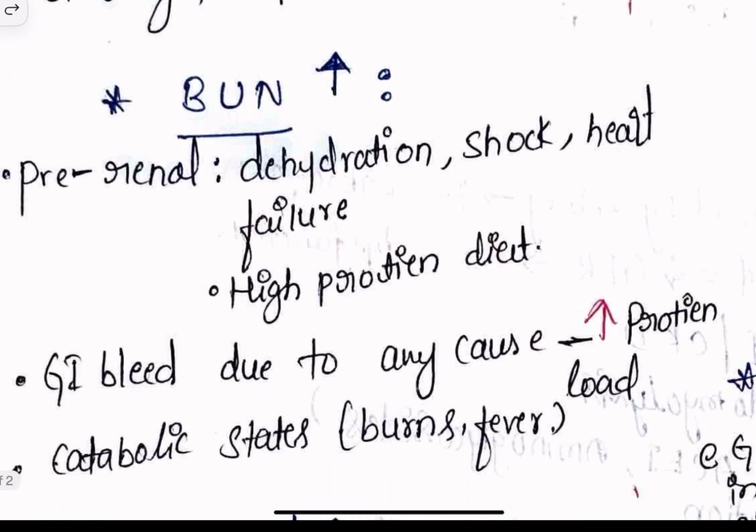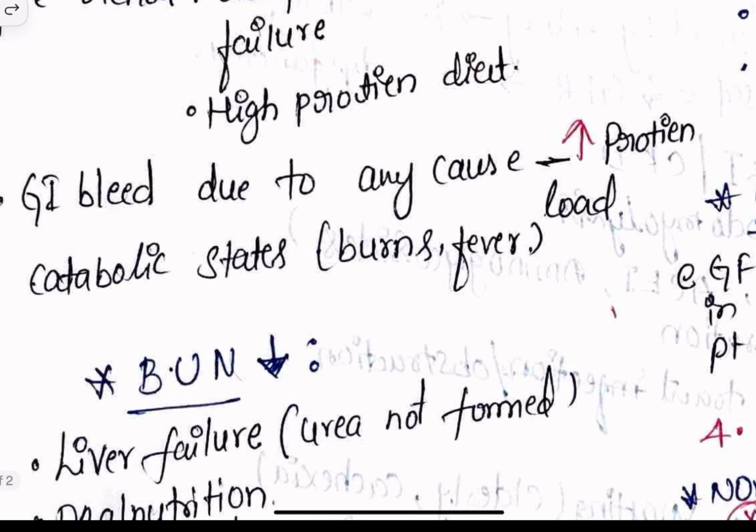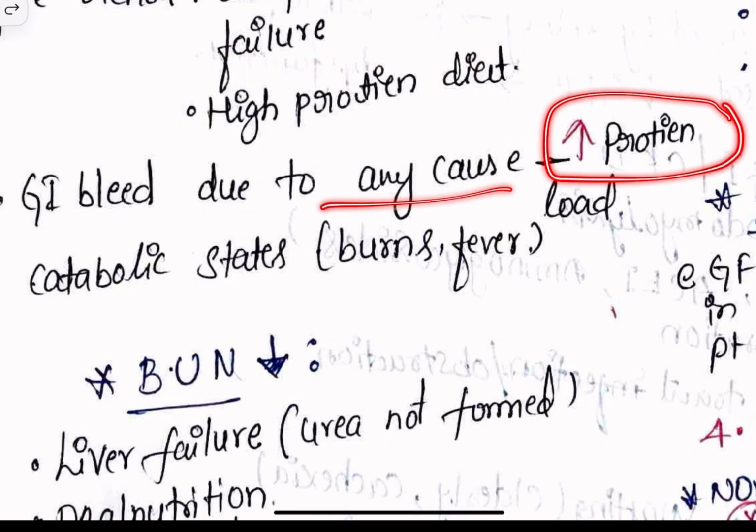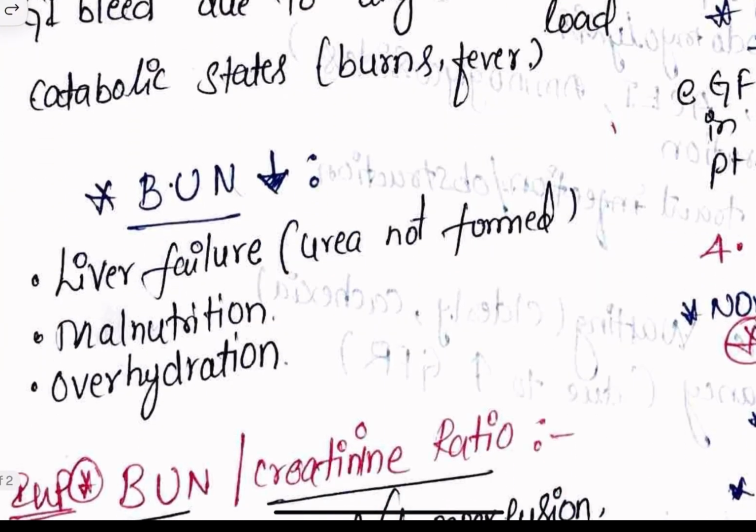So what if the BUN increased? In the pre-renal causes like dehydration, shock, any heart failure, high protein diet, some of these are the causes that are going to increase the level of BUN. GI bleed due to any cause, there is an increase in the protein. Catabolic states like burns and fevers can also cause an increase in the BUN level.